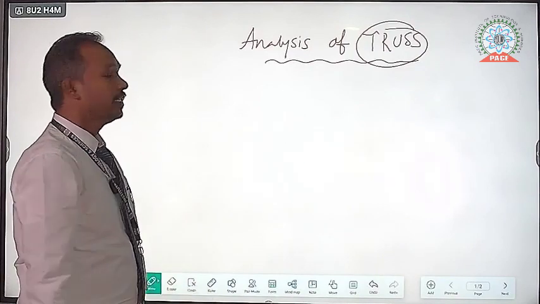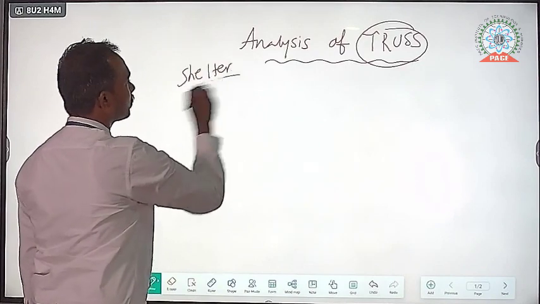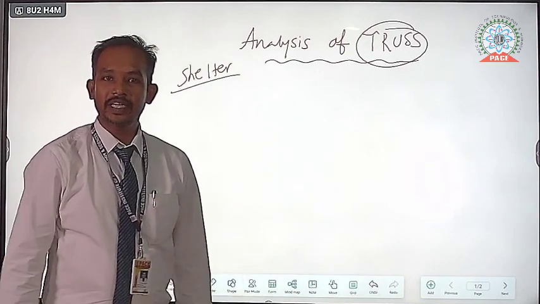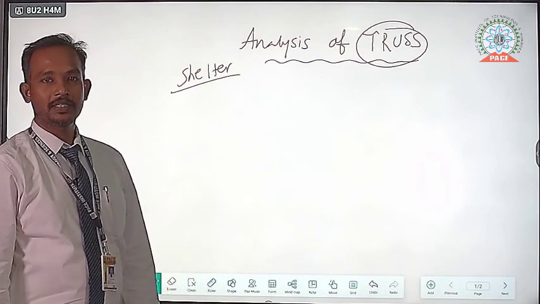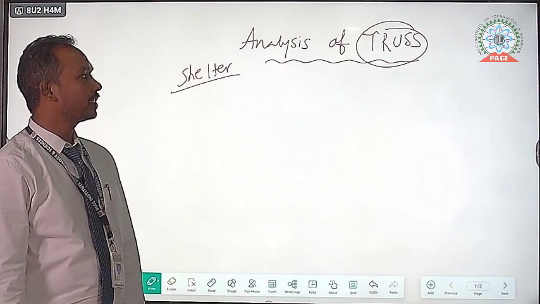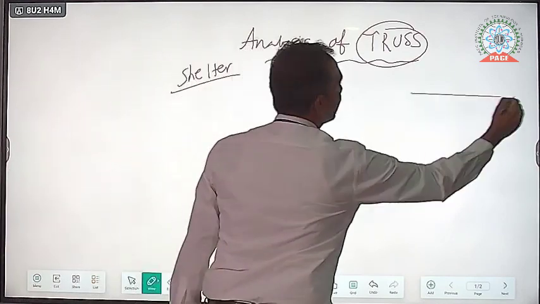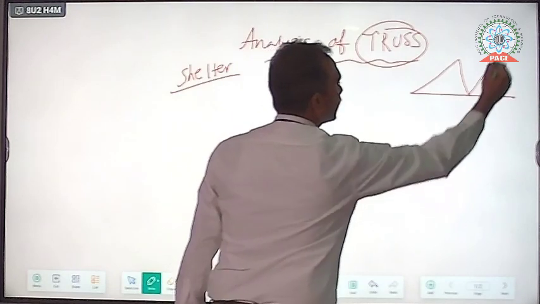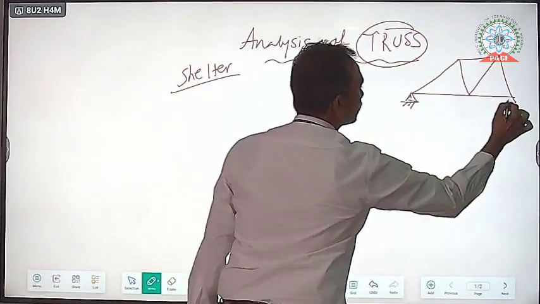Truss is nothing but a shelter, where we can generally observe in the parking areas and in very large construction areas, buildings like that. And bridges we can see in different ways.